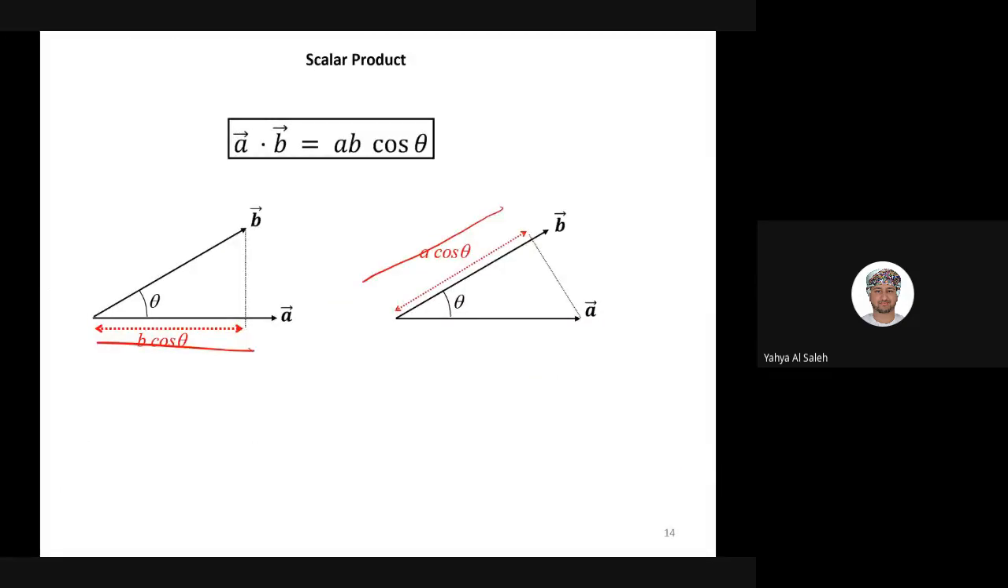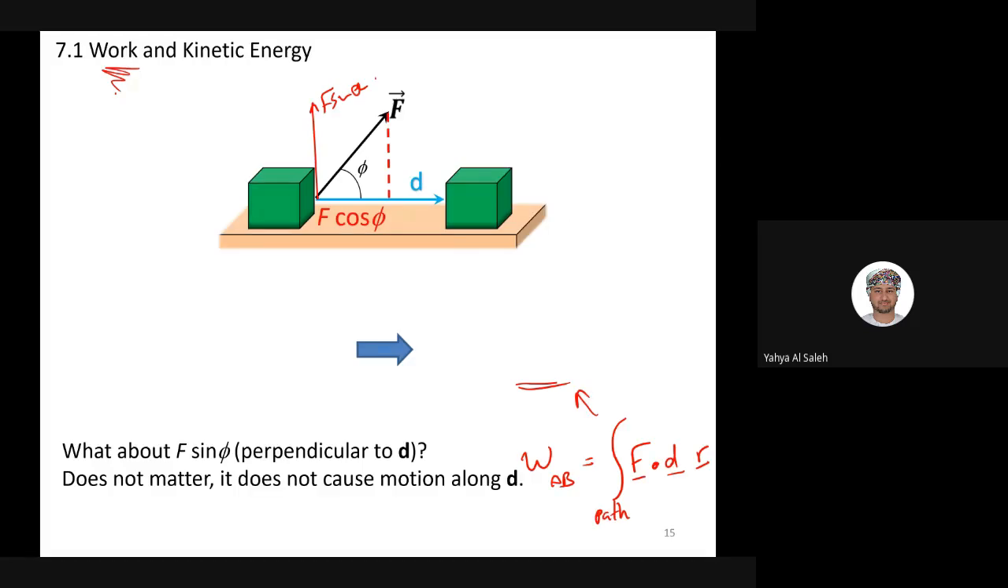Now, you remember the scalar product, A dot B equals AB cosine theta. It takes two vectors, A and B, and gives you a scalar, just a number, no direction. Why is this important? How are we going to use it? Let's talk about something first before we go further into this slide.